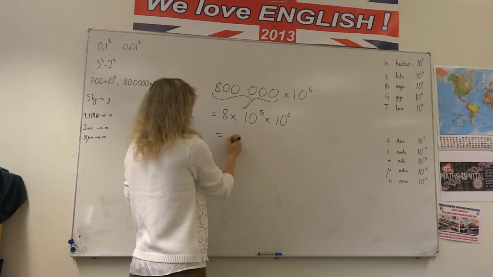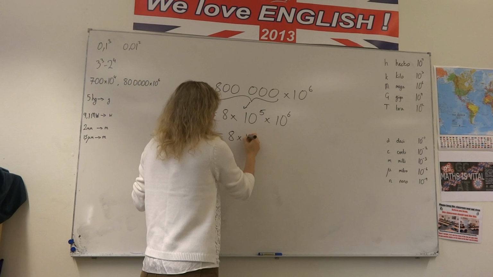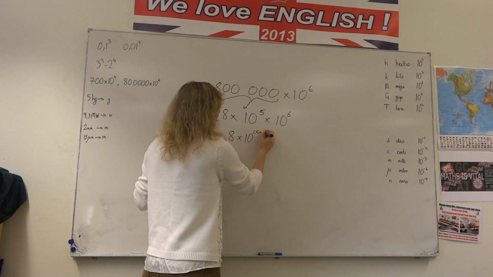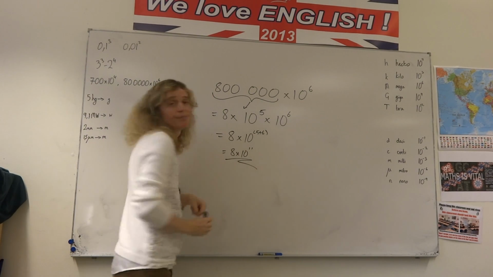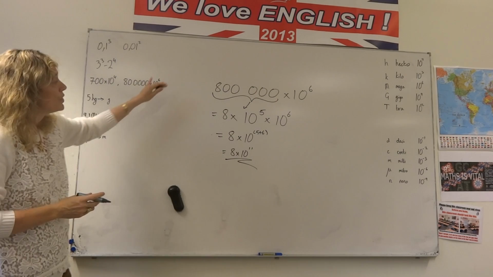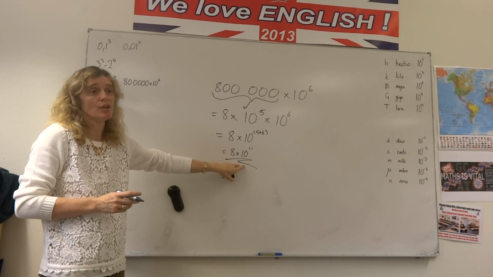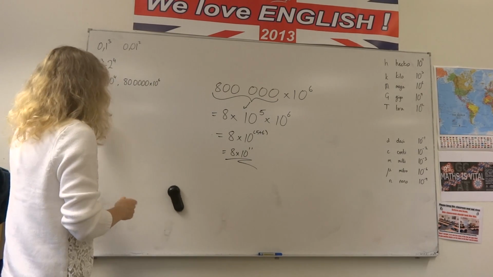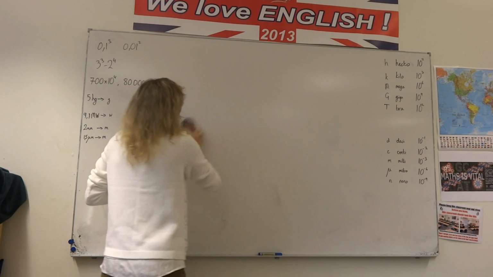Now this is really easy because now we have 8 times 10 to the power of 5 plus 6, giving us 8 times 10 to the power of 11. So we can use this technique to turn numbers into scientific notation pretty easily. Let's look at some other things that they expect you to be able to do.